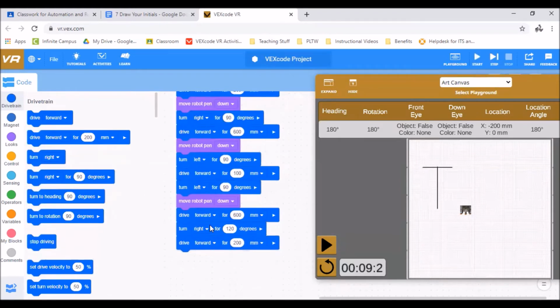Now, I would need to turn back to the left. Not a full 120 though. I'm already at 120 and I want to get back to the left here. So I'm coming up, going down at this angle to get back there. It's actually going to be a right angle in the middle of that M. So that's going to be turning left for 90 degrees. So let's make sure that's right before we do the last side.